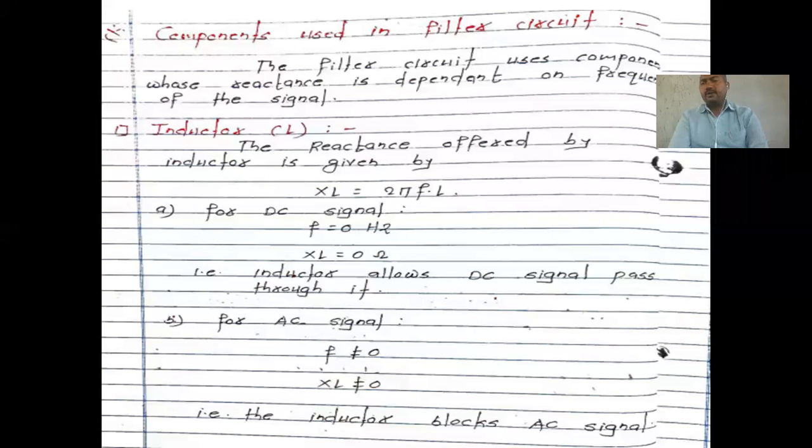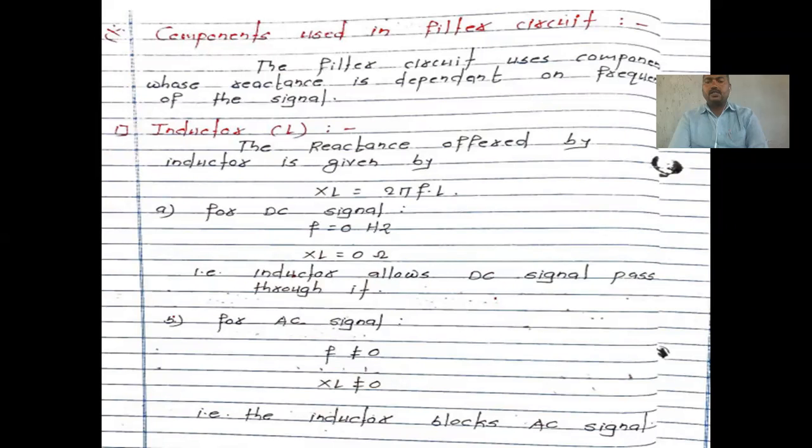One of the important functions of an inductor is that it only passes the DC signal and blocks the AC signal. That is the function of the inductor. The function of a capacitor is that it only passes the AC signal and blocks the DC signal. That concept is used for filtration, to pass a particular signal.